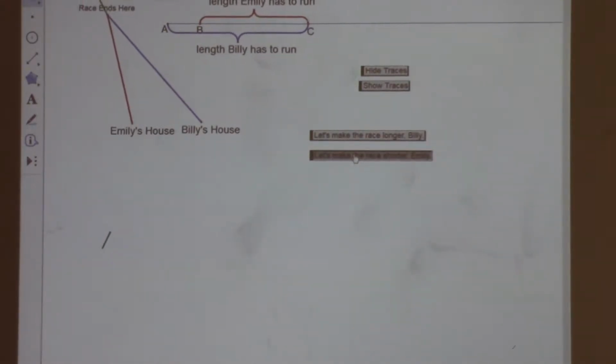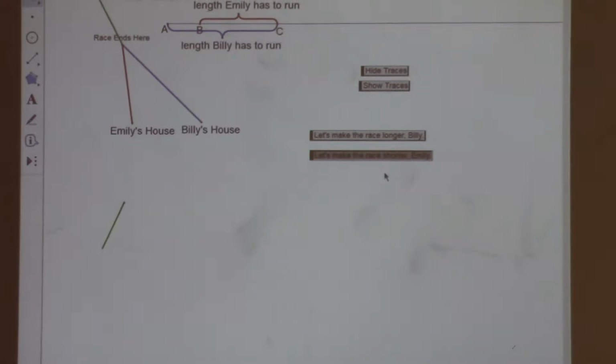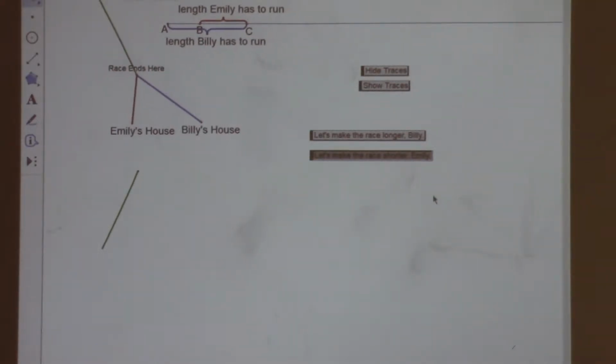And so how do I do this? I don't remember. So now Billy says no. Emily says what's going on? Oh, they're compromising about where to make the race. Billy wants to make the race shorter. Emily wants to make it longer. So when you click the button, it goes back in the other direction. Get it?